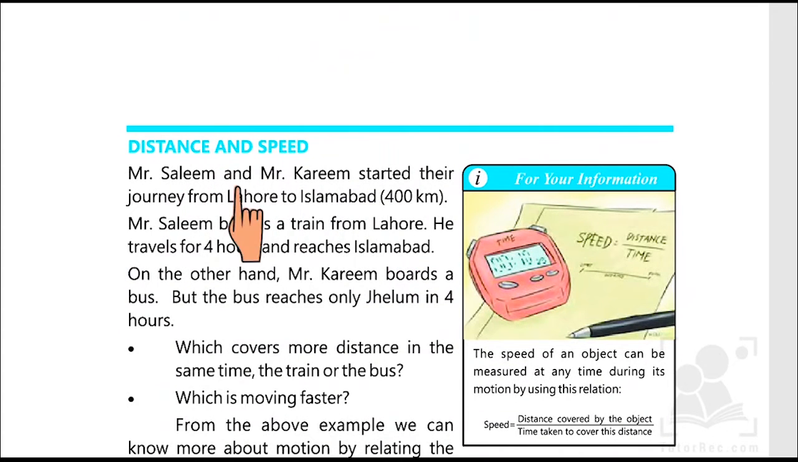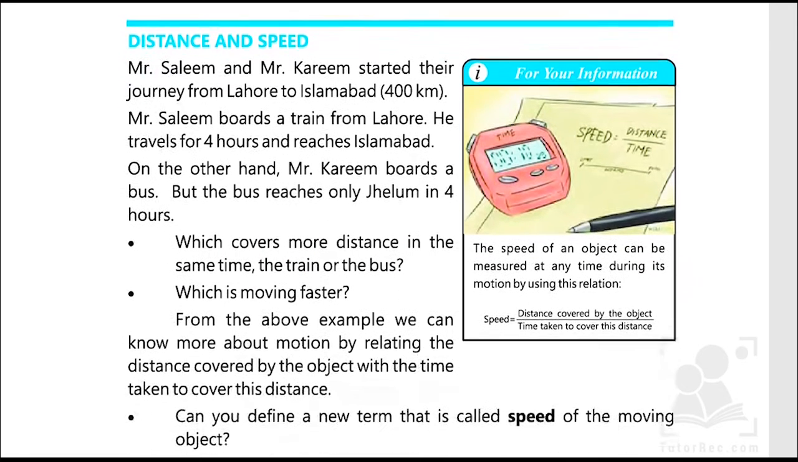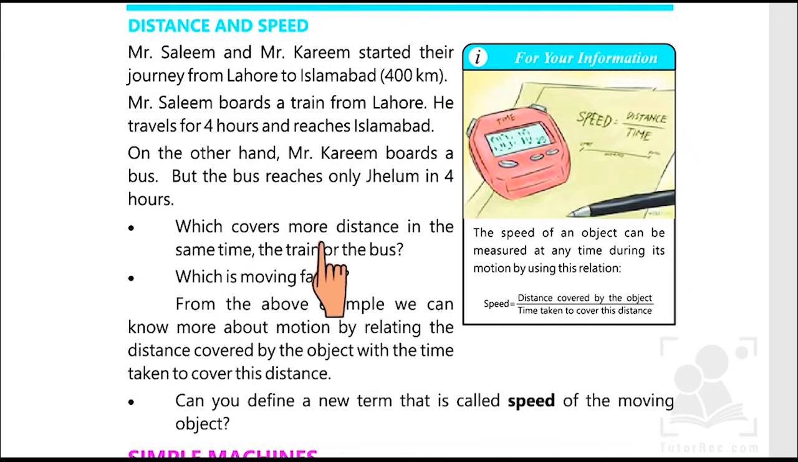Distance and speed. Mr. Salim and Mr. Kareem started their journey from Lahore to Islamabad, which is about 400 kilometers. Mr. Salim boards a train from Lahore. He travels for 4 hours and reaches Islamabad. On the other hand, Mr. Kareem boards a bus, but the bus reaches only Jhelum in 4 hours. Which covers more distance in the same time, the train or the bus? Which is moving faster?